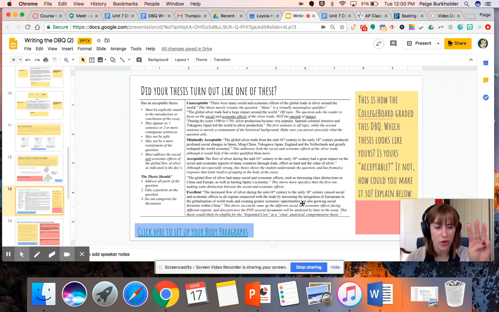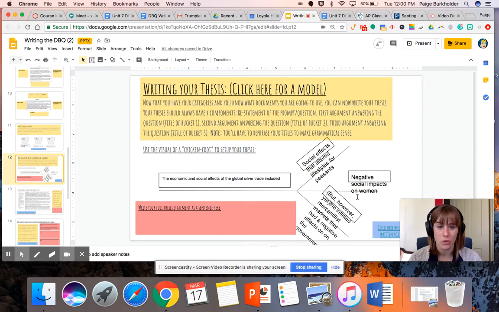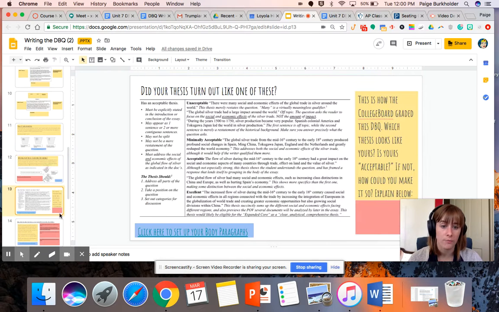So the third thing he decided to focus on was social. He decided to focus on the social impact. So he did 2 economics and a social. We just did 2 socials and an economic. Doesn't matter. You can do whatever you want, but it needs to be in that formula. So that's why his is excellent.